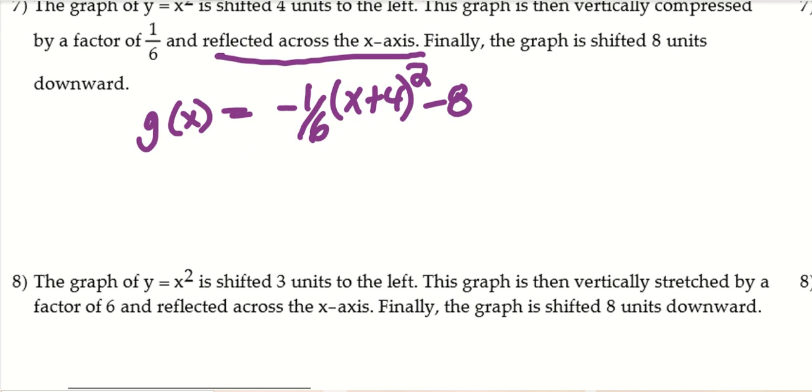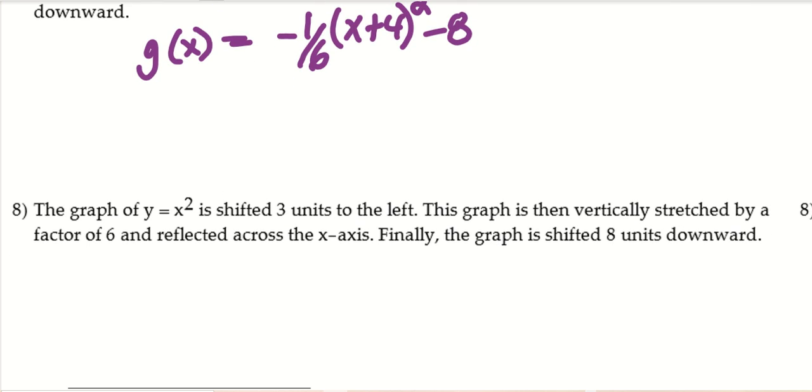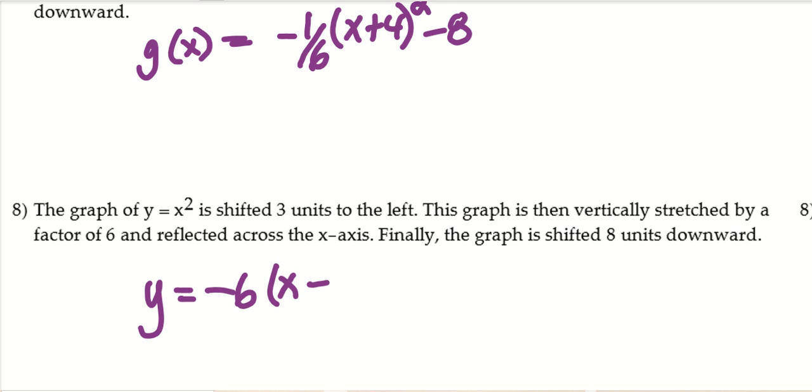The graph of x squared is shifted 3 units to the left, and then this graph is vertically stretched by a factor of 6 and reflected across the x-axis. So it's gonna be y equals negative 6 parentheses x subtract 3. No, it's to the left, so plus 3, squared, subtract 8.